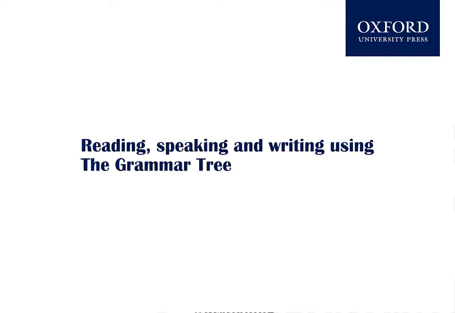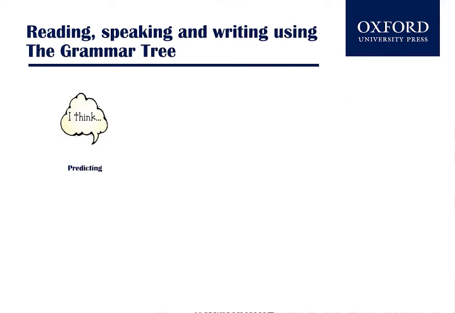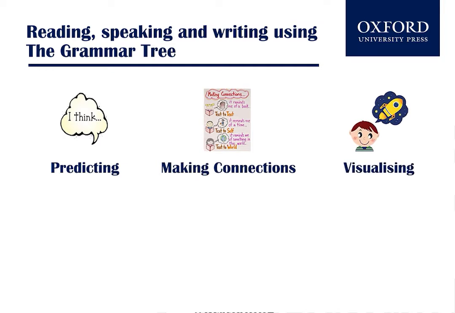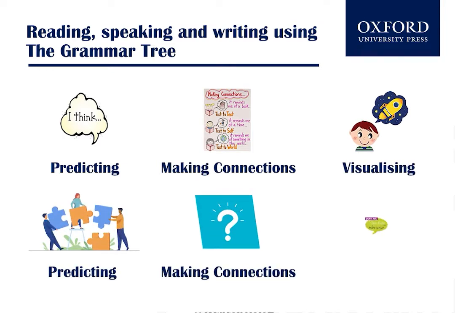Reading, speaking, and writing using the Grammar Tree involves predicting what the text is going to be all about, making connections through class discussions, visualizing using illustrations, pictures, and posters given in the book, summarizing the text right after we've read it to identify all the key points and then to discuss them and revisit them, question what we know and what we wish to know, so students would be encouraged to frame questions of their own and then respond to the questions given in the exercises, and then monitoring through checkpoints and end-of-year tests.